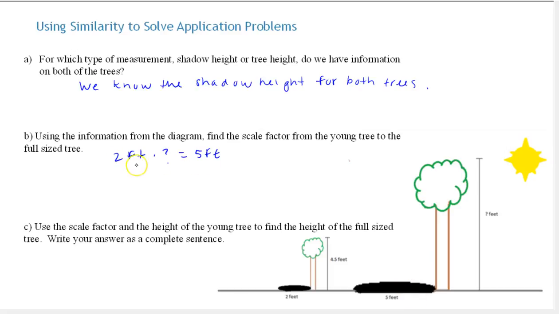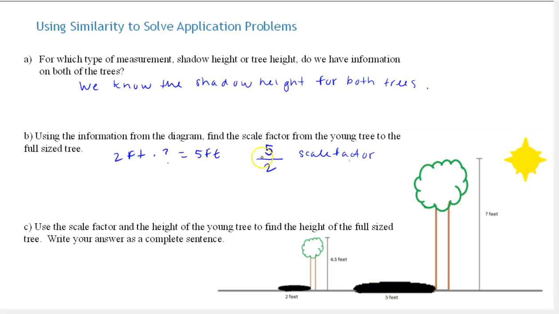And we can think of it in terms of this: our question mark is taking the 2 feet, dividing it by 2, and then multiplying it by 5 to get 5 feet. So our scale factor from the young tree to the large tree is 5 halves. And again, notice 5 halves is 2.5 times as large. So this shadow is 2.5 times as large as this shadow, and that makes sense because this is the taller tree and the bigger shadow.